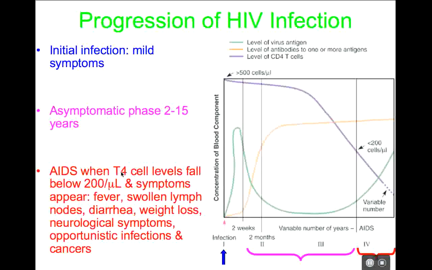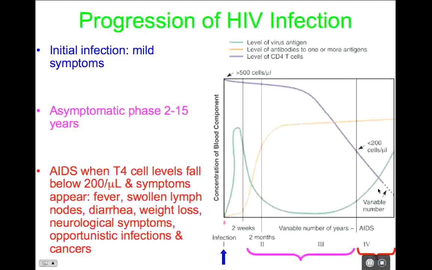Because the immune system is no longer functioning, you're going to start to see symptoms, often fever or swollen lymph nodes, diarrhea, weight loss, neurological symptoms, opportunistic infections, cancers, things that crop up because of the lack of immunity. That all will develop here in this last phase, this AIDS phase.